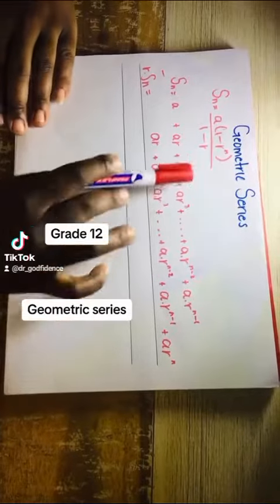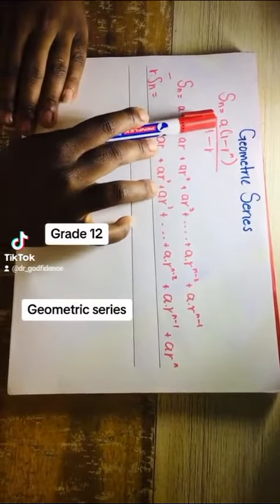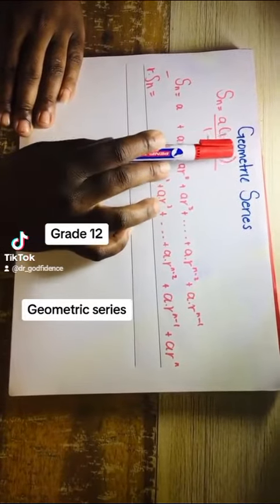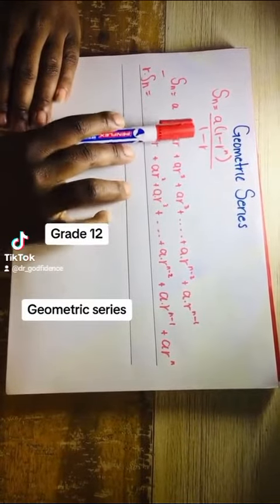We are going to be proving the geometric series, whereby we say the sum for the geometric series is equal to a, which is the first term, into 1 minus r, which is the common ratio, to the power of n, which is the number of terms, close brackets, divided by 1 minus r.